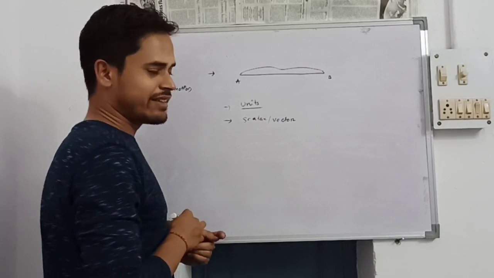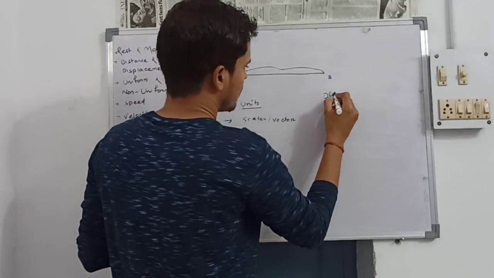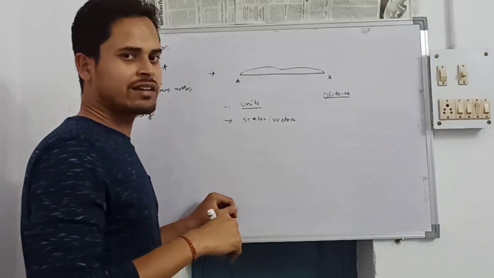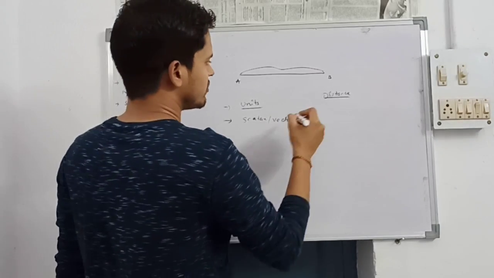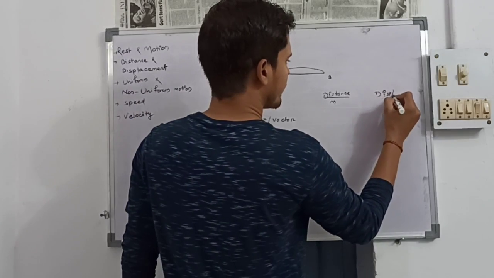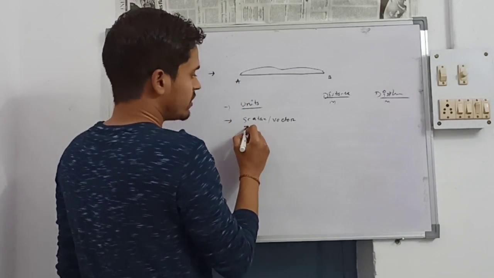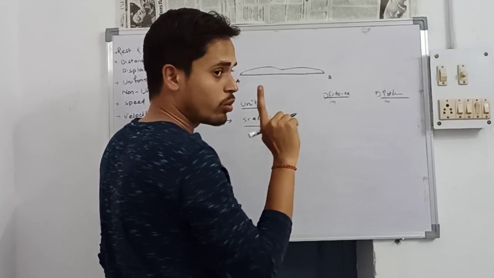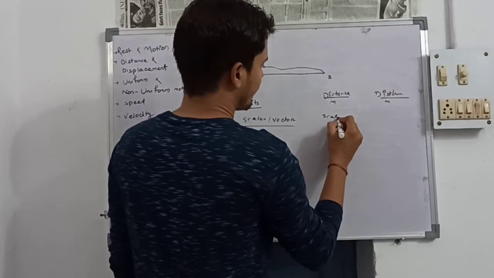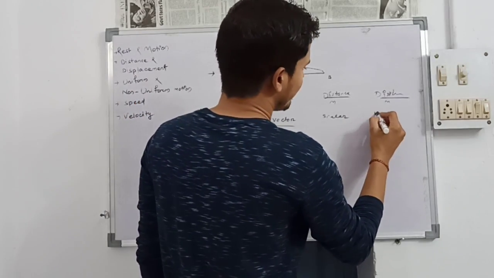So if you tell distance, what will be the unit? The standard or SI unit of length is meter, so the distance unit will also be meter. Displacement is also meter, the same units. But whether scalar or vector: distance has no direction, so it is scalar. But displacement has direction, it is a vector.